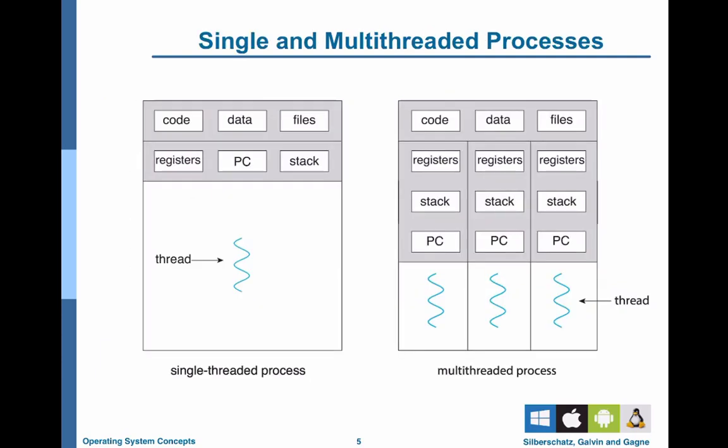Let's see the difference between a single-threaded process and a multi-threaded process. The threads belonging to the same process share the code, data, and often file descriptors, and each thread is characterized by a separate program counter, registers, and stack.